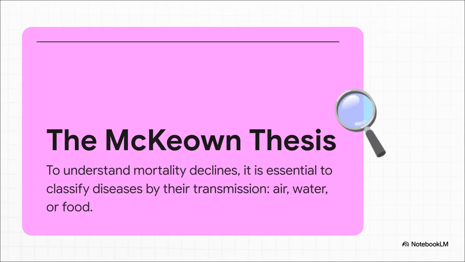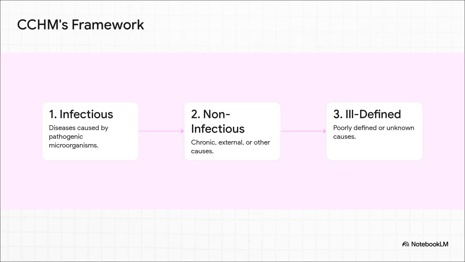And at the heart of it is this powerful idea called the McKeown thesis. It basically argues that to really get why fewer people were dying from infectious diseases over time, you have to focus on how they spread. Was it in the air, in the water? That right there is the key to understanding public health on a massive scale. So the CCHM starts with this beautifully simple framework.